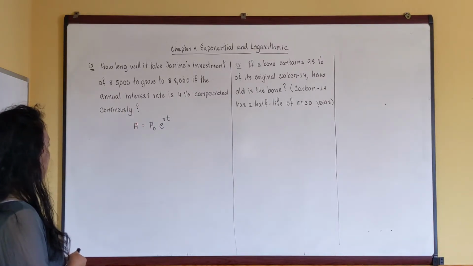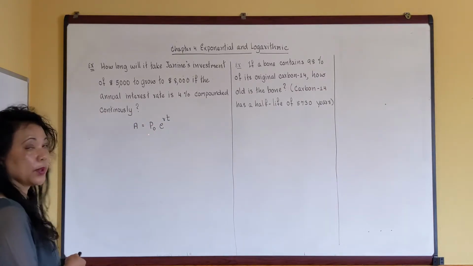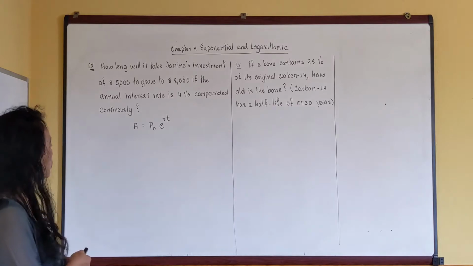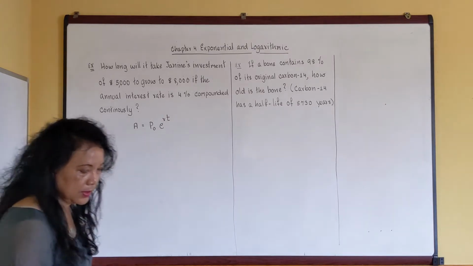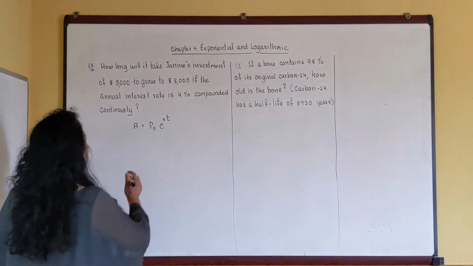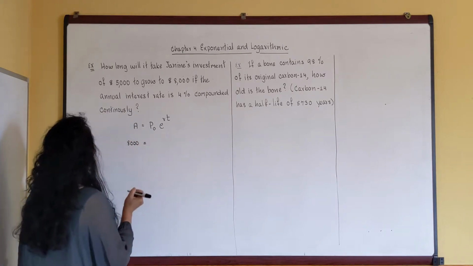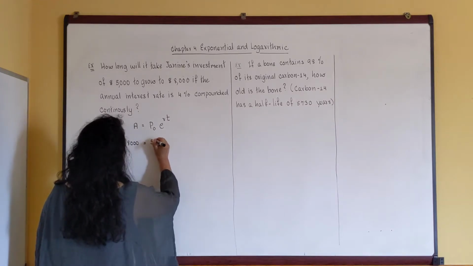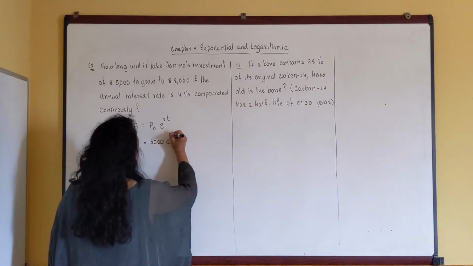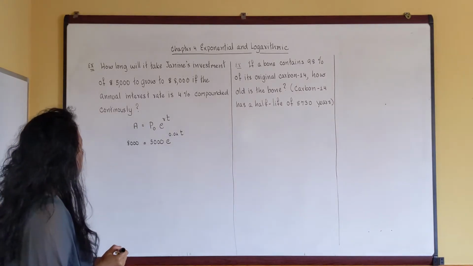A is the amount after a certain period of time. P naught is the principal. E is just E. R is the interest rate; you need to convert it to decimal. T here is time. So let's substitute all the numbers in the formula. My A would be 8,000. My P is the principal, which is 5,000. E is E. R is the interest rate, which you have to convert to decimal, 0.04, and then they're looking for time t.